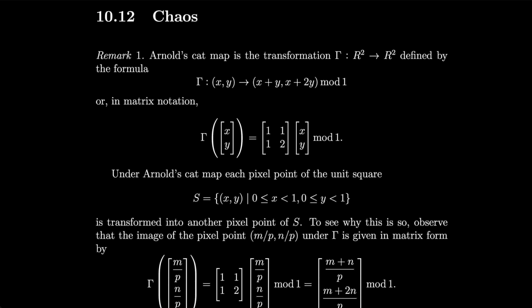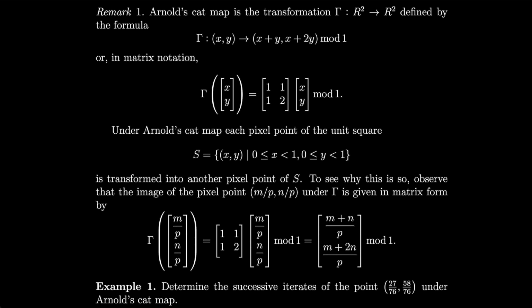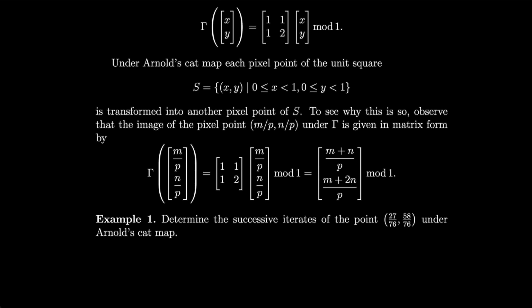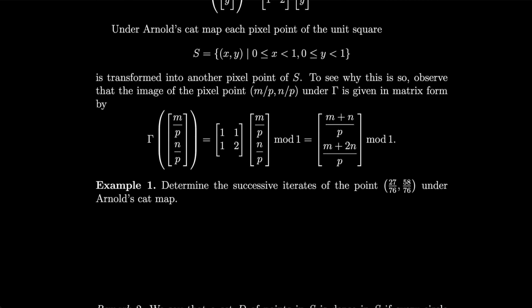To see why this is so, observe that the image of the pixel point (m over p, n over p) under gamma is given in matrix form by (m + n over p, m + 2n over p), modulo 1. It's because everything ends up modulo 1 that you end up with fractions for each of the points. As an example, how about we determine the successive iterates of the point (27 over 76, 58 over 76) under Arnold's cat map. So we'll write what the transformation is.